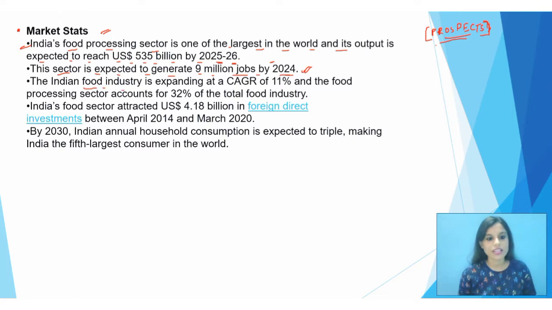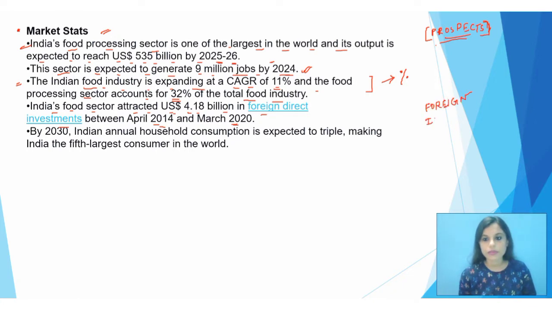The Indian food industry is expanding at a CAGR of 11%, and the food processing sector accounts for 32% of the total food industry. So they are talking about here. You can incorporate how much percentage the Indian food industry is securing. India's food sector attracted US dollar 4.18 billion in foreign direct investments between April 2014 and March 2020. So you can talk about foreign investments.